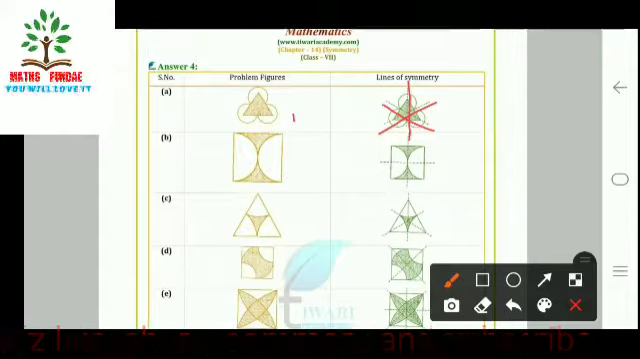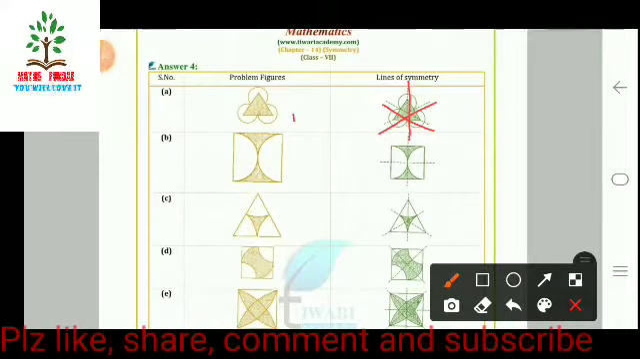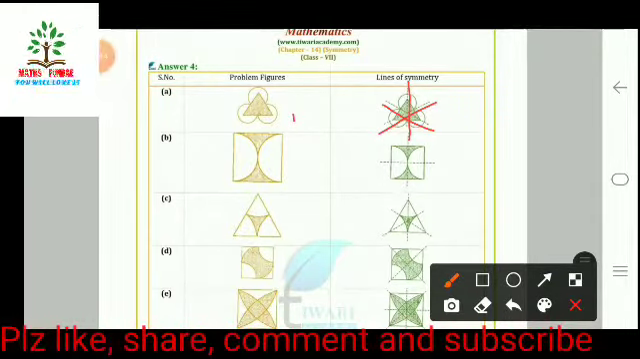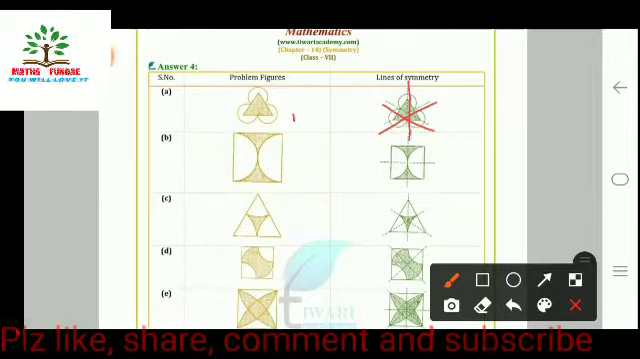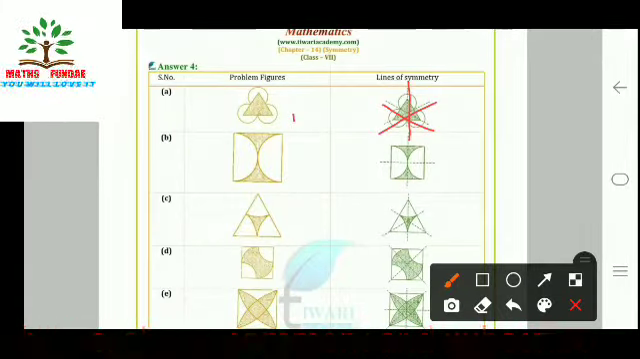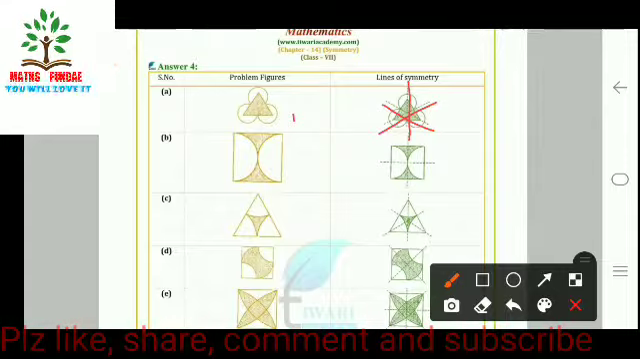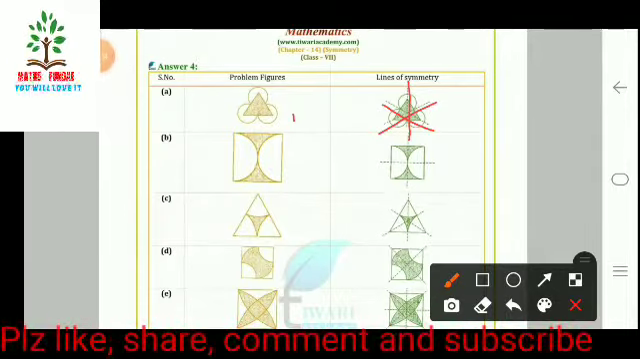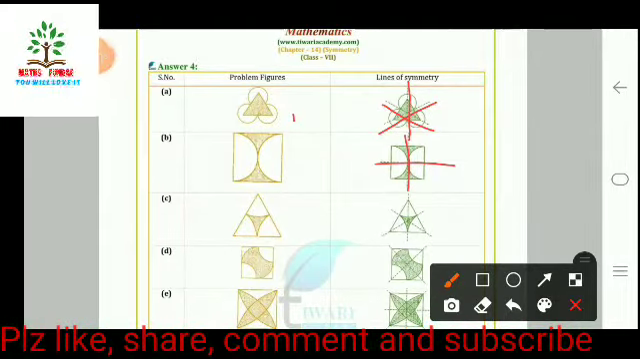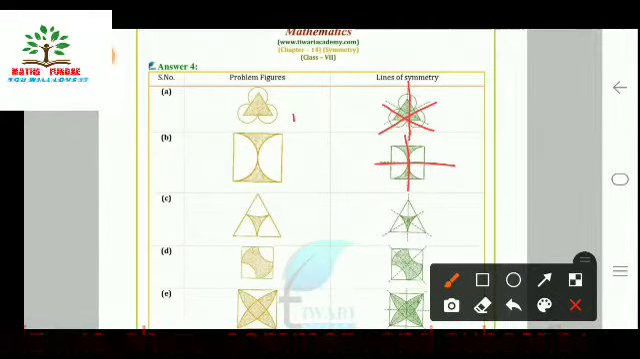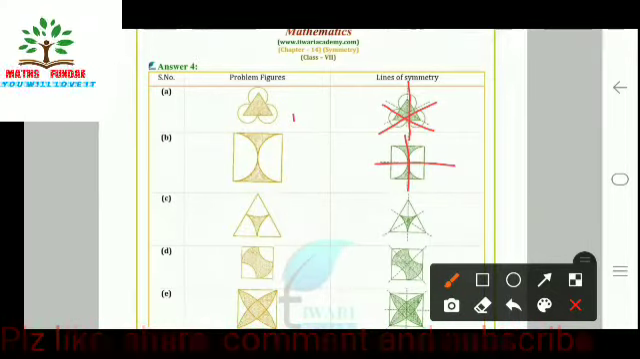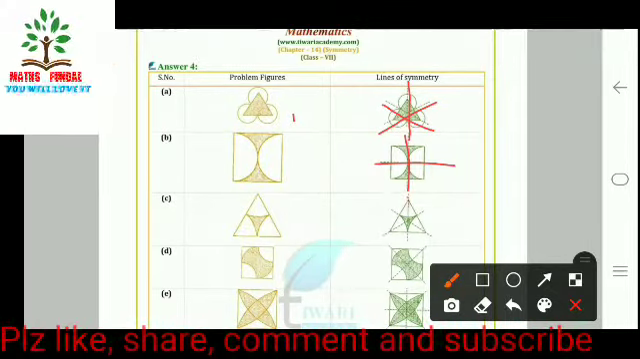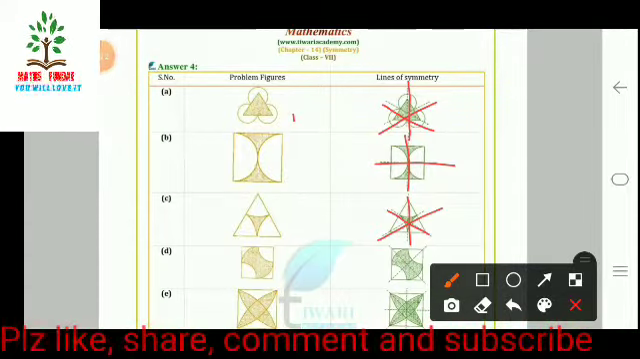So these are 3 lines of symmetry, and in this we have 2 semicircles, so the line will pass from here. Then we have a square or a rectangle also, so in this form we have to draw the line. So this is the 1 line of symmetry, this is the second line of symmetry. And in this figure, we can see the lines of symmetry we have to make. So 1, 2 and 3 likewise.